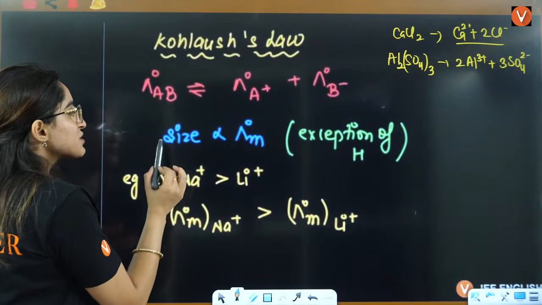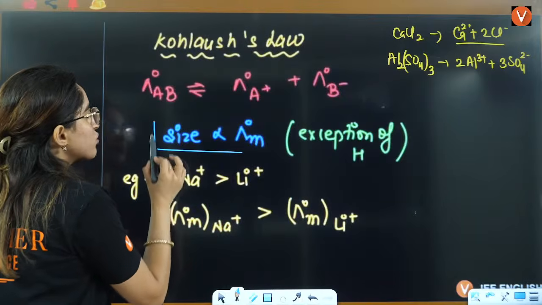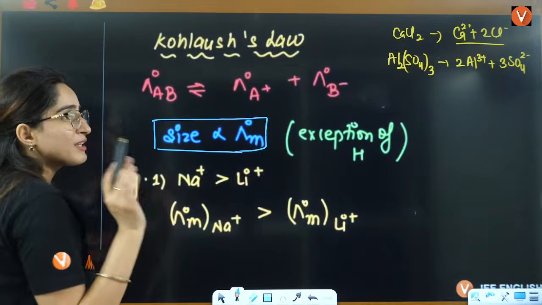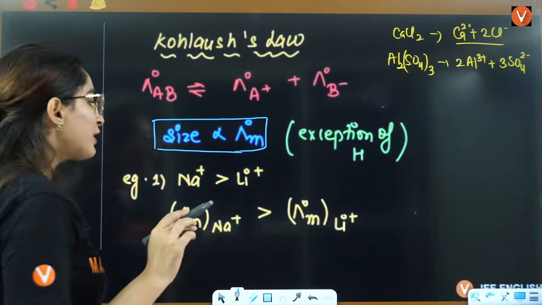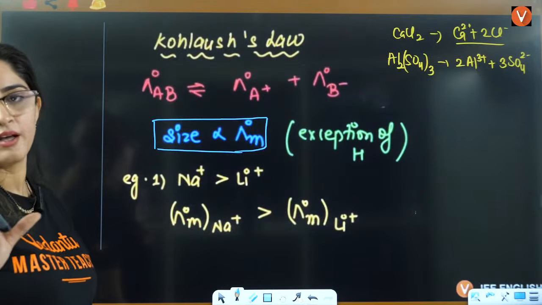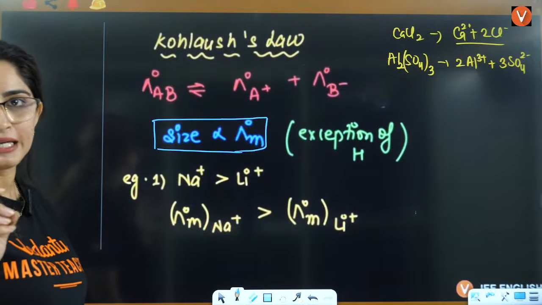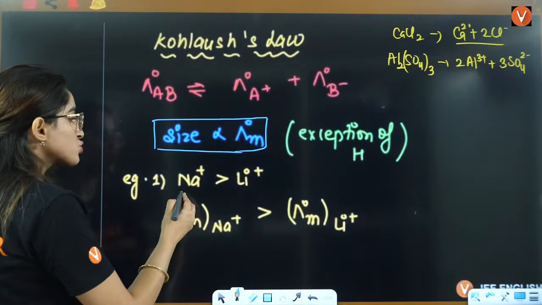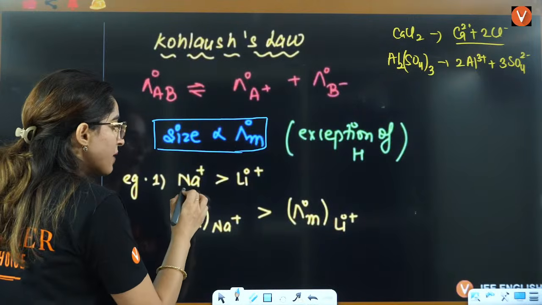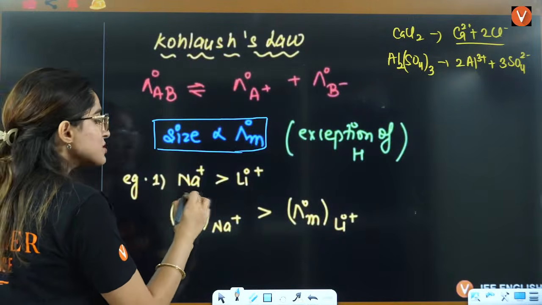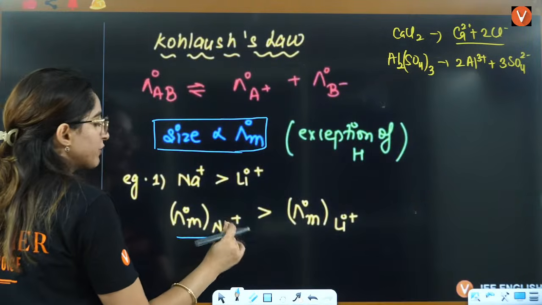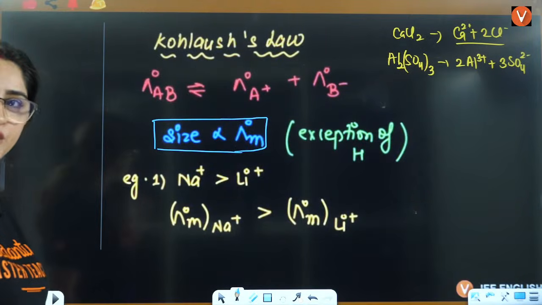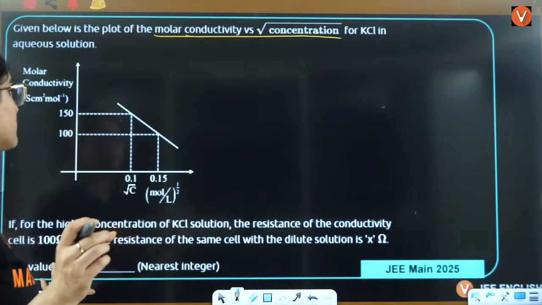So here always remember size is directly proportional to the molar conductivity, with the exception of hydrogen. Hydrogen has the maximum value of molar conductivity, right? But let's say sodium and lithium. Sodium has more size, so that is why the molar conductivity of sodium will be more, and based on this they have asked a question in latest years, right?